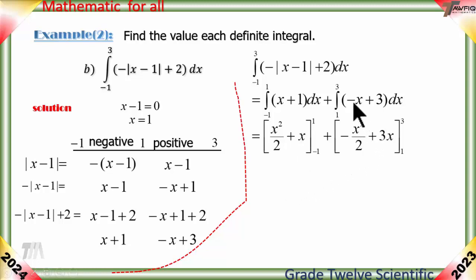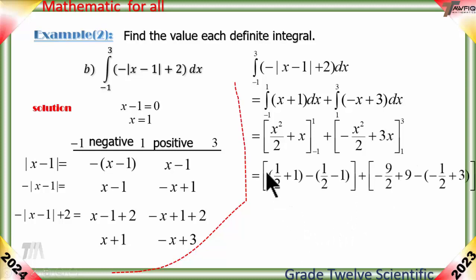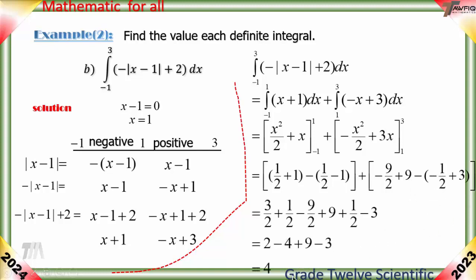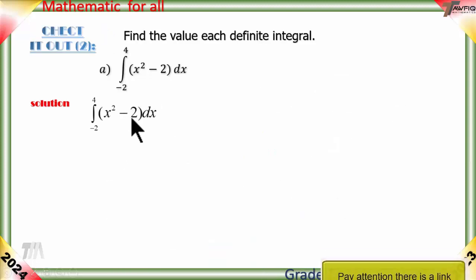After that, the antiderivative of minus x plus 3 is minus x squared over 2 plus 3 times x. Substituting the values 1 and minus 1, 3 and 1, it becomes 1 over 2 plus 1 minus 1 over 2 minus 1, plus minus 9 over 2 plus 9 minus 1 over 2 plus 3. Simplifying, it becomes equal to 4.